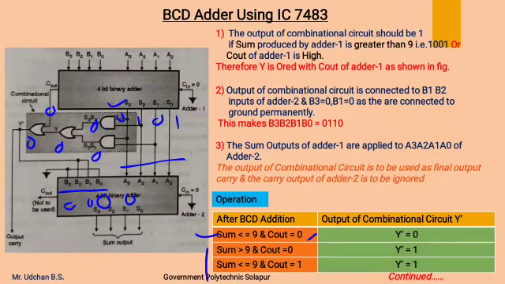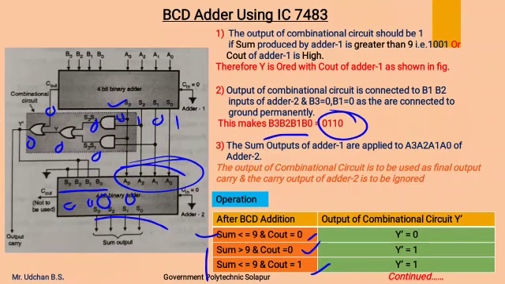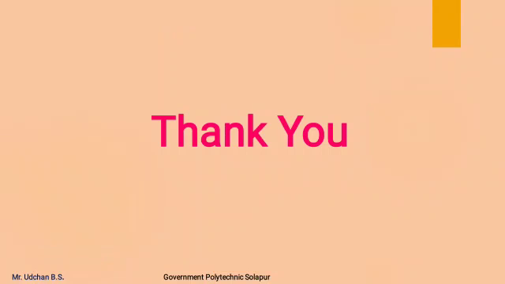Next, for these two cases, if the sum is greater than 9 and carry is 0, or the sum is less than 9 and carry is 1, we will get Y dash as a 1, which makes this B3, B2, B1, B0 as 0, 1, 1, 0, by which a 6 is going to be added into this sum, and we will get a valid BCD at the output of adder 2. This is how we can design a BCD adder circuit using the 7483 IC. Thank you.